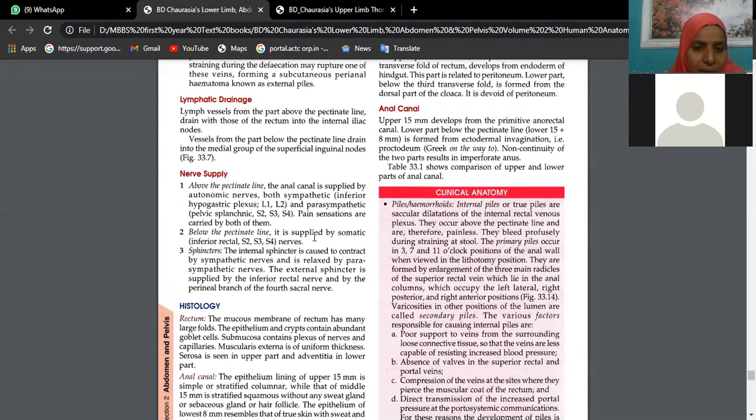Then below the pectinate line, it is somatic. Actually, below the pectinate line, we have true somatic nerves which are pain sensitive, beta. Then the sphincters are also supplied by sympathetic and parasympathetic nerves. They are also pain sensitive, 100%. Okay, supplied by the inferior rectal nerve. So above the pectinate line, it is pain insensitive, beta, and below the pectinate line, it is pain sensitive.